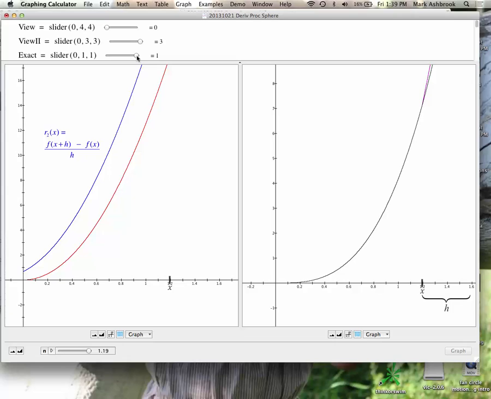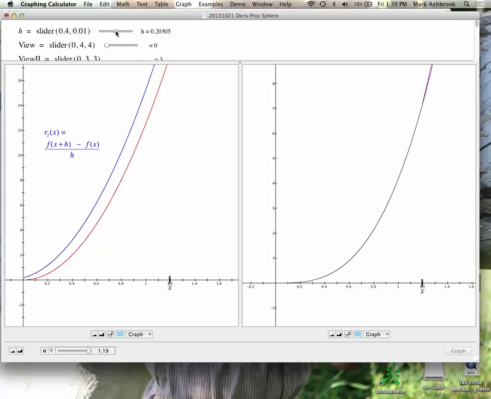How do I make it better? Shrink h, right? If I shrink h, that version of the approximate rate converges on the exact rate of change. So this is the one we're going to use from here on out, the one based on continually changing constant approximating rates of change. So let's just look at it again.